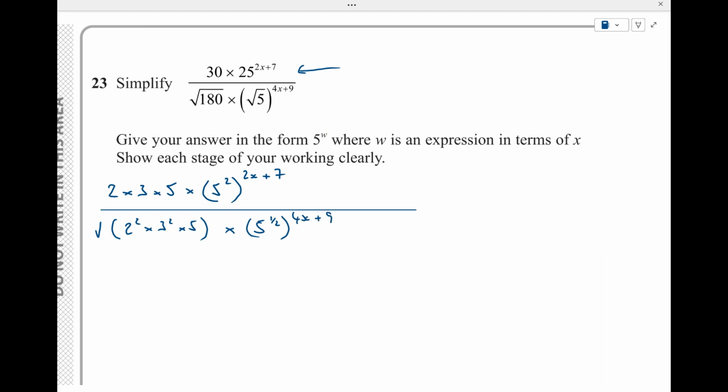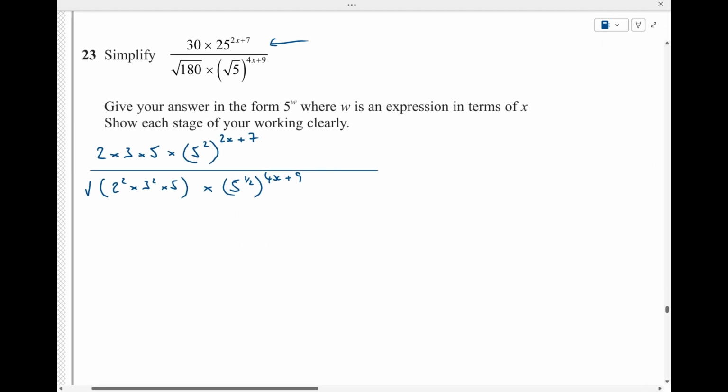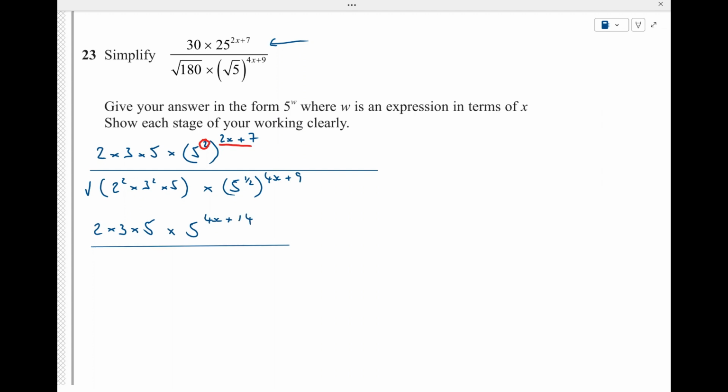Okay, I'm getting there. Now let's see what we can do to simplify this numerator here. I've got 2 times 3 times 5. Now I've got 5 squared raised to the power of 2x plus 7. So I'm going to multiply those powers. So that's going to be times 5 to the power of 4x plus 14, all over. Now, I'm working at this now, the square root of that.